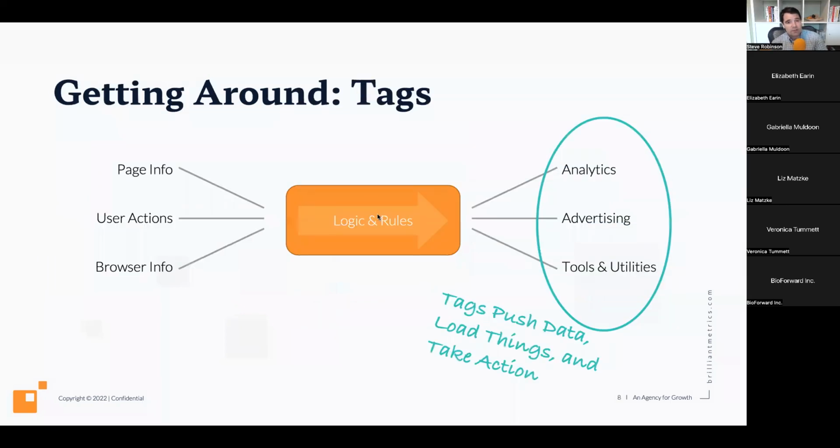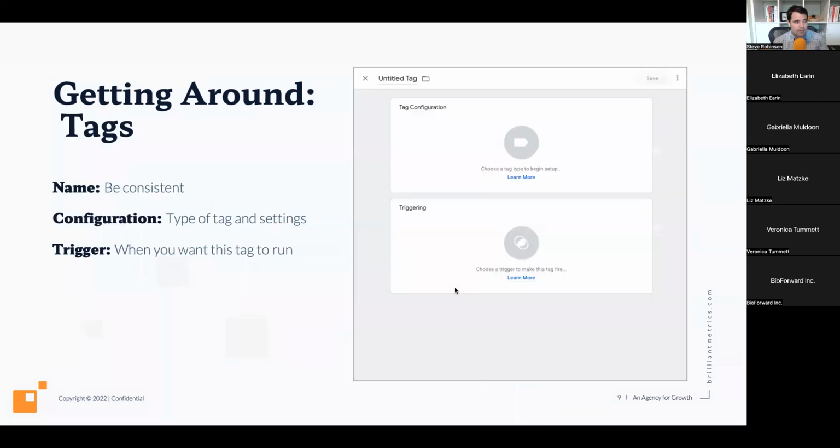All right, so I said there were tags, triggers, and variables. Let's jump into tags first. Tags take care of the right-hand side of this diagram here. They push data, they load things, they take action. A tag contains basically three things: a name, which goes up here, a configuration, which is the type of tag it is, and the settings for it. Under the hood, tags are just chunks of code that are running in your website visitor's browser.